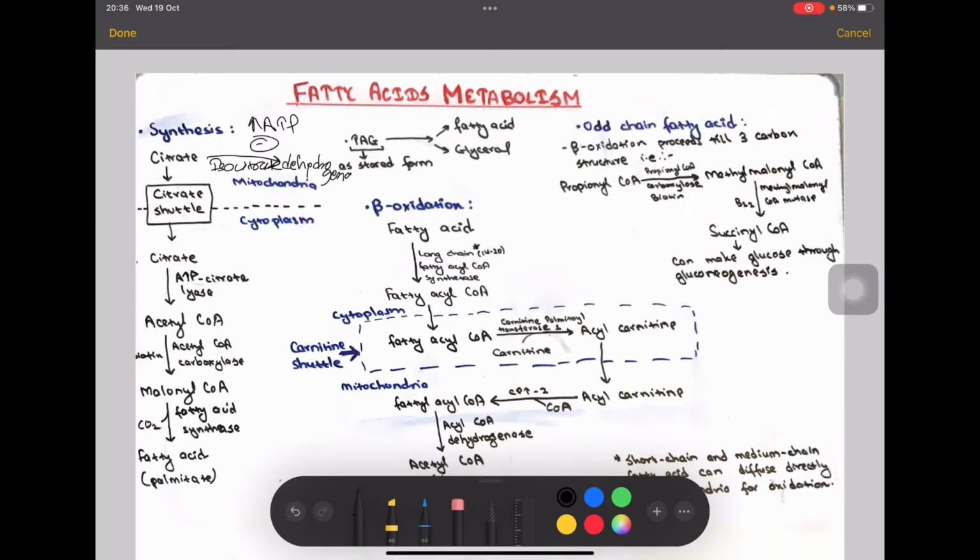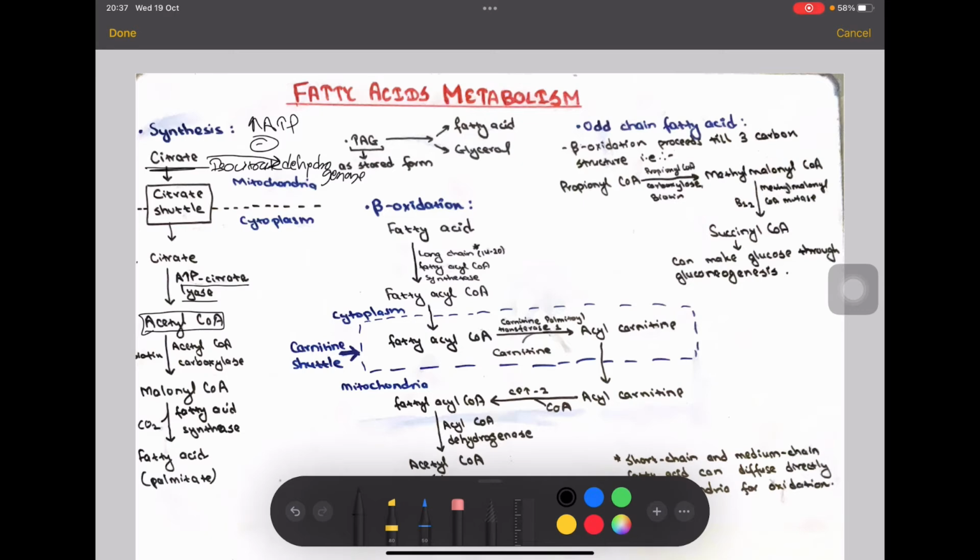Isocitrate dehydrogenase. If isocitrate dehydrogenase is inhibited, there will be more citrate. One very important thing we have to know is that acetyl CoA can't cross the membrane; it can't directly come into the cytoplasm. So there is a special mechanism, the citrate shuttle, through which citrate comes from the mitochondria to the cytoplasm. Then this citrate is converted into acetyl CoA by the enzyme ATP citrate lyase.